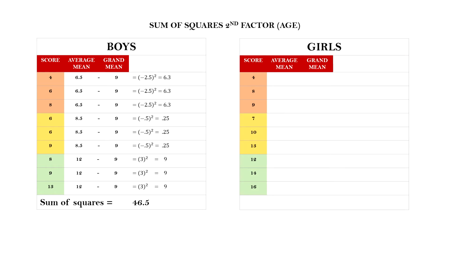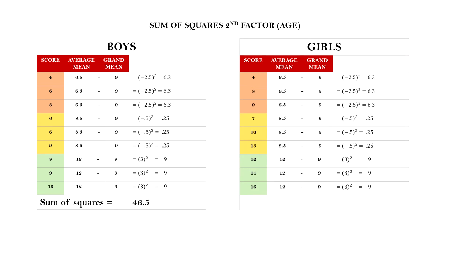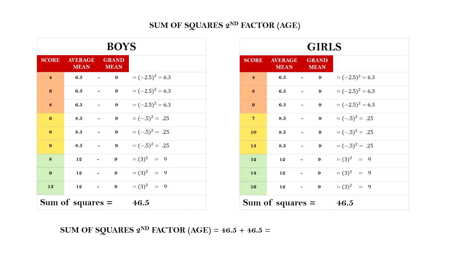So for the girls, we have these scores, and then average total minus the grand mean, we will get the same exact answer as the boys. So in that way, we will be having 46.5, and then combine the boys and girls, we'll get the 93. So our sum of squares second factor, which is age, is equal to 93.